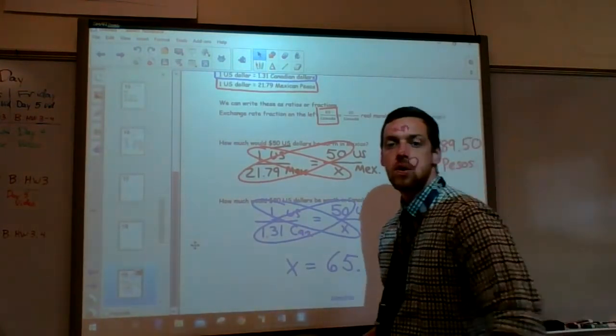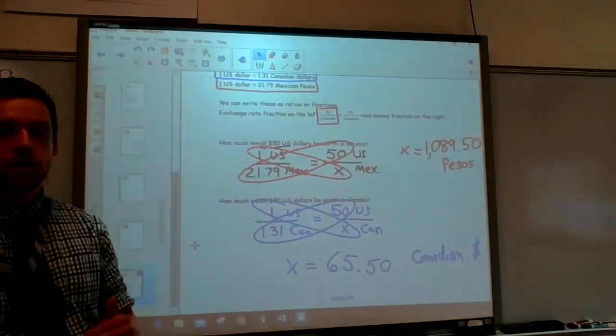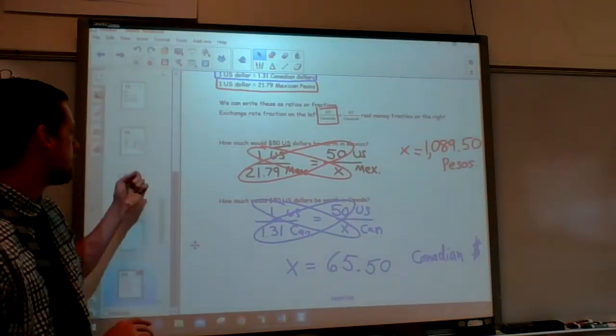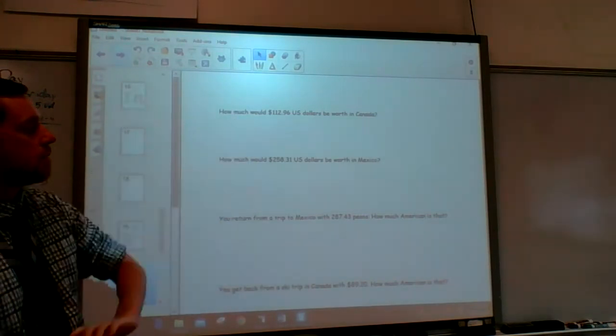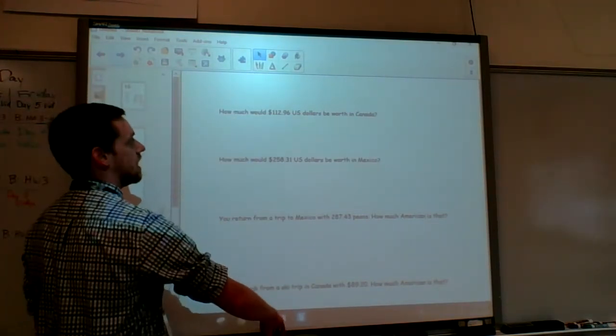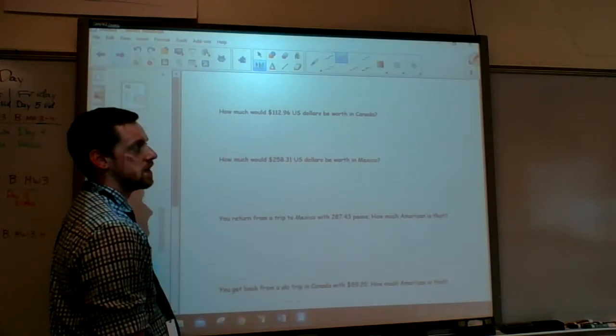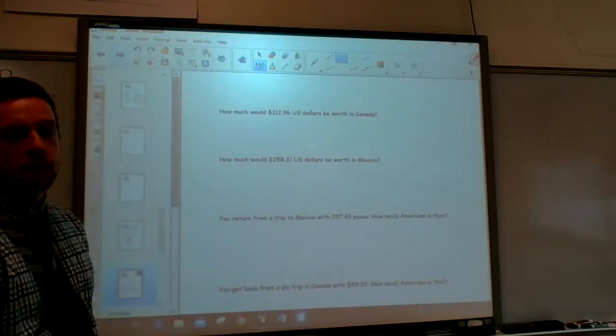Right? So when we're setting this up, exchange rate first, and then whatever real money you have goes in the second fraction. So we'll try and set a couple of these up. It says, how much would $112.96 US be worth in Canada?